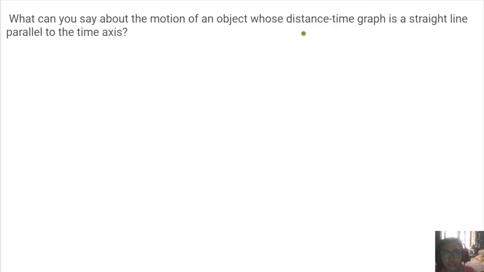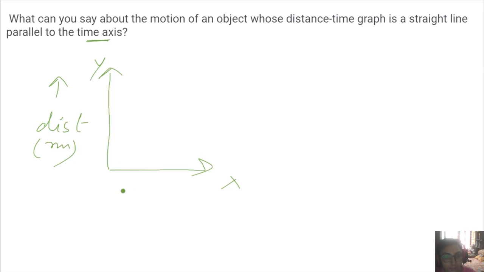What can you say about the motion of an object whose distance-time graph is a straight line parallel to the time axis? So first let's draw the distance-time graph. We know that distance is on the y-axis and time is on the x-axis. So here they are saying that the distance-time graph is a straight line parallel to the time axis. So let this point be say 20 and this is 0, 20, whatever. So what does the straight line indicate?